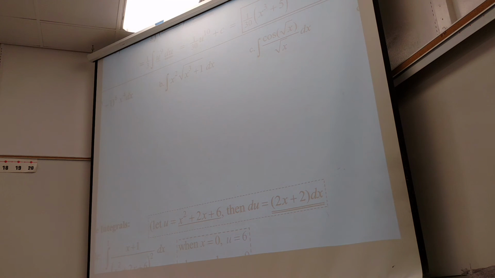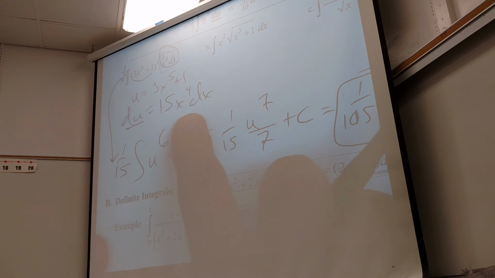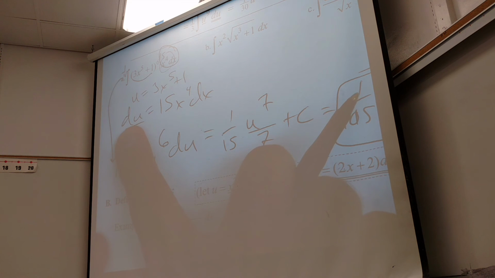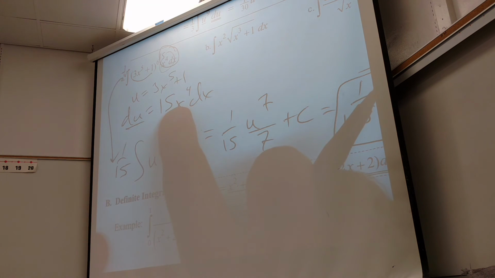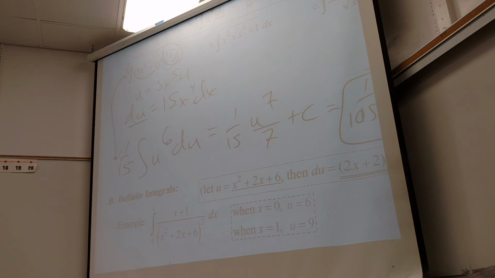Why did you add the number, like the 15? What does du need to show up? It needs 15x to the fourth dx. So if I see 15x to the fourth dx, I can replace it with du. If I don't see it, because of some number, then I just force the number to show up. So if I put a 1 over 15 outside, that allows me to put a 15 inside.